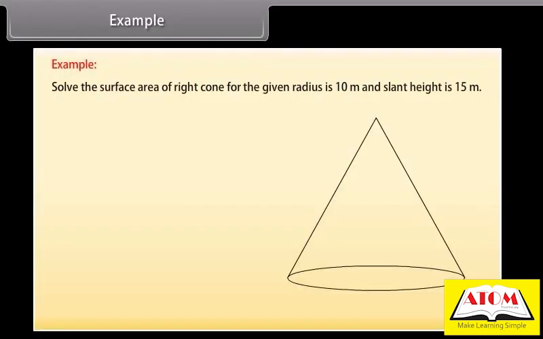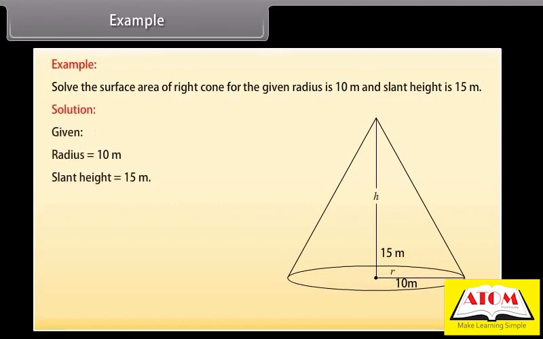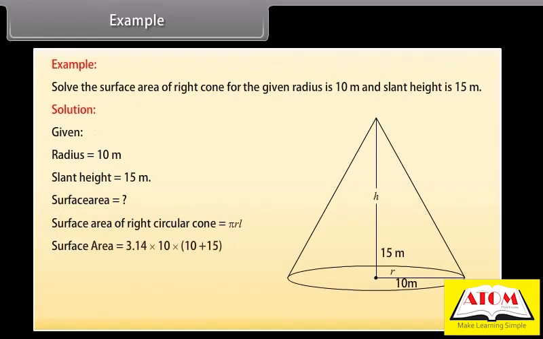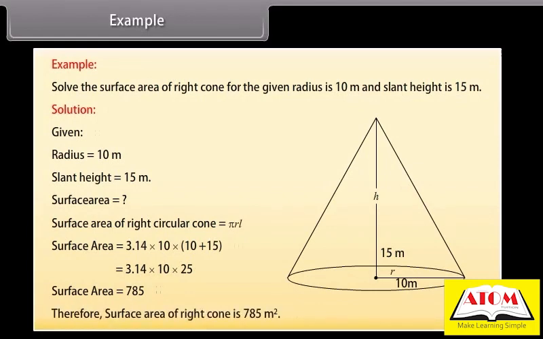Example. Solve the surface area of a right cone for the given radius of 10 meter and slant height of 15 meter. Solution. Radius and slant height, which are 10 and 15 meter respectively, have been given. We have to find the surface area. We know that surface area of a cone is equal to pi r into L plus r. Therefore, by substituting the values we get, surface area is equal to 3.14 into 10 into 10 plus 15. By solving this, we get surface area is 785. Therefore, surface area of the right cone is 785 square meter.